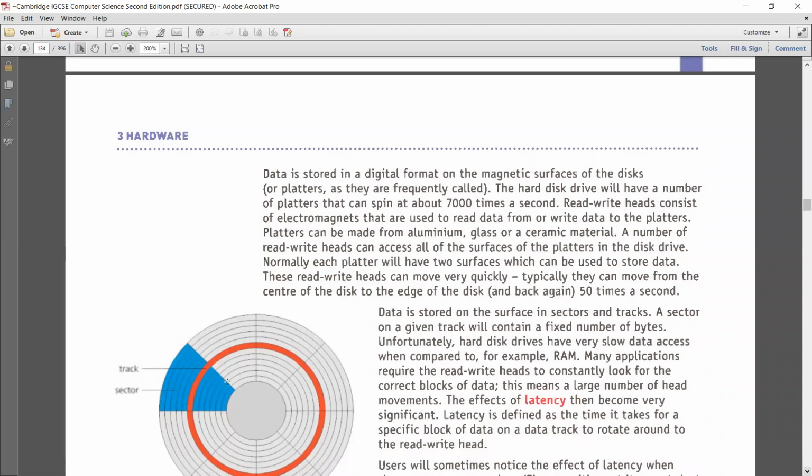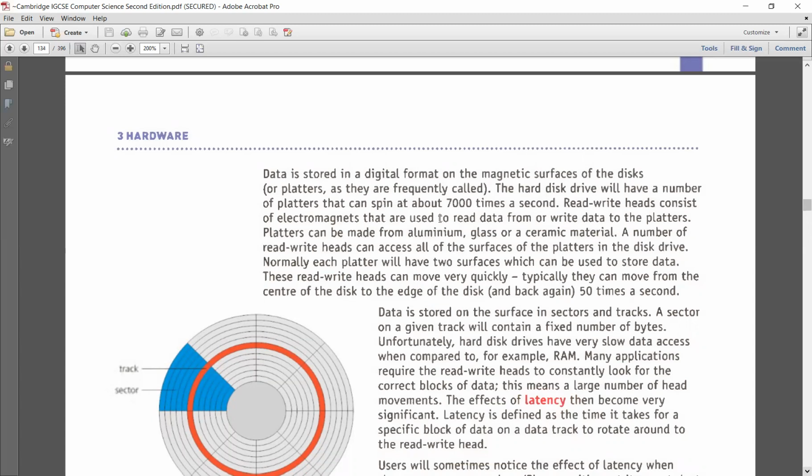The round ones are tracks, and the tracks are divided into sectors, and the data is actually residing in the sector. Sectors are meant to store a fixed number of bytes. The hard disk drive will have a number of platters that are spinning about 7,000 times a second. And the row of read-write heads is moving forward and backward to store the data.